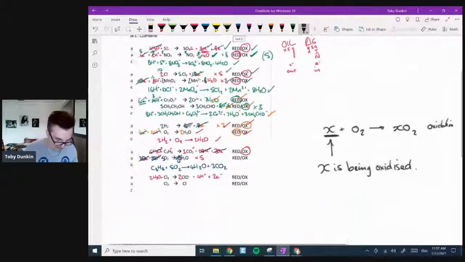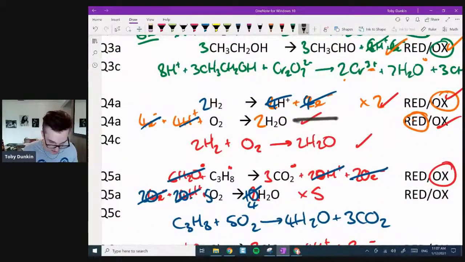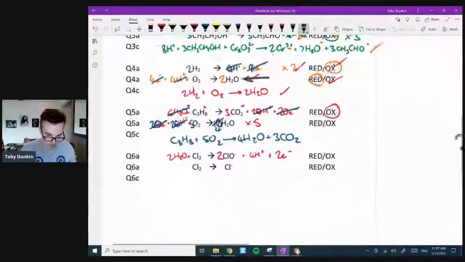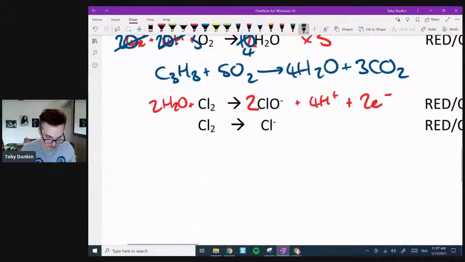X is being oxidized because X is gaining oxygen. And you're now asking about the half equation at 4b, and the fact is no one's gaining oxygen. You're adding it to H plus. It's a half equation, it's not the same. You need to look at it in terms of electrons.